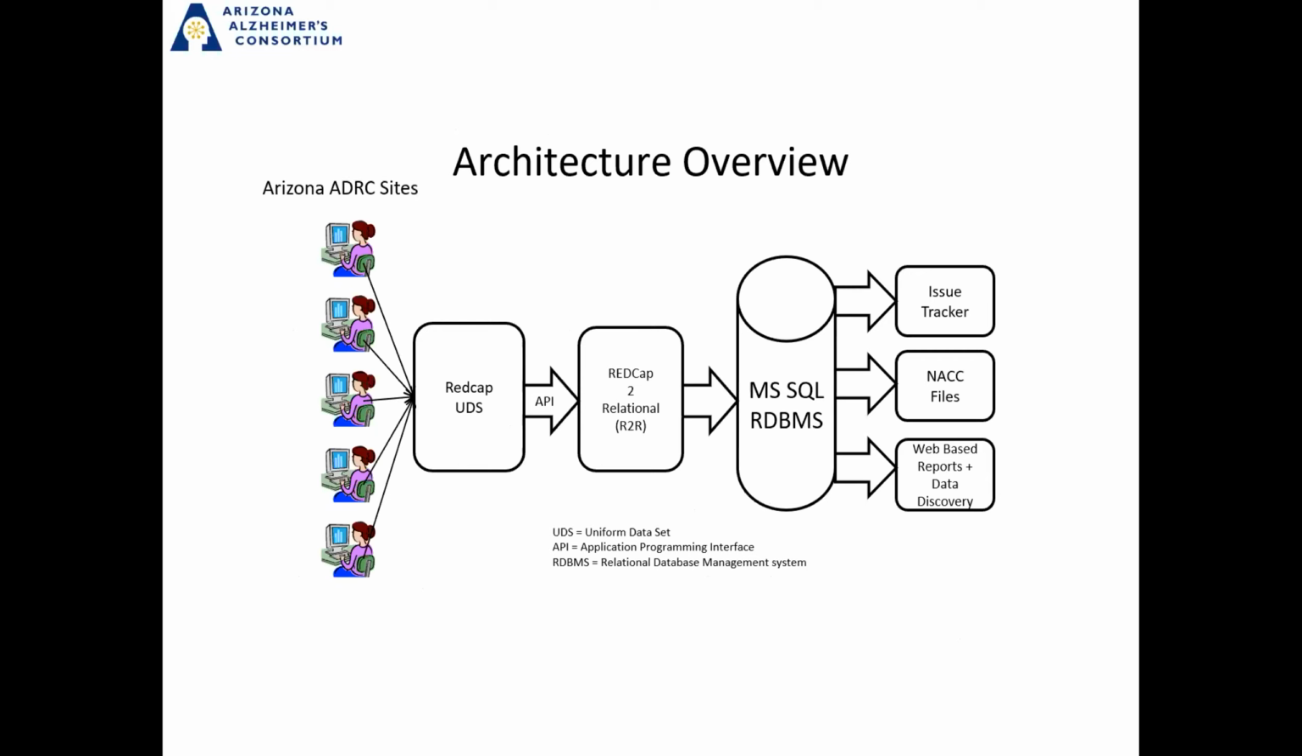So here you see an overview of the infrastructure that we're leveraging. We use REDCap in order to collect all the UDS data at each site. And then we've written some custom software that you see here in the middle, REDCap to Relational, which leverages the REDCap API. It actually generates a SQL Server data schema and then populates it with the data. And then from this SQL database, we have some of our tools, the issue tracker, the NAC files that we transmit up to NAC, and some of the web-based report and data discovery that I'll cover in a few moments.